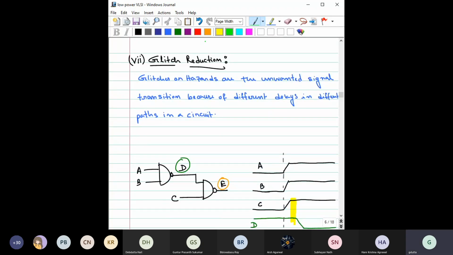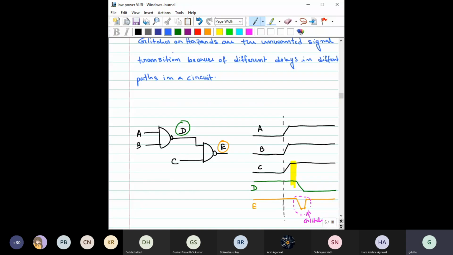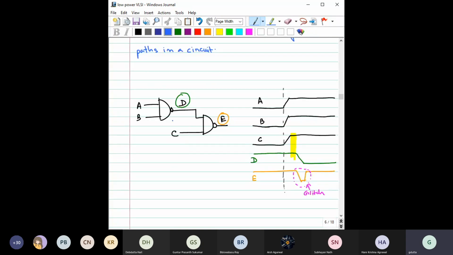Then glitch reduction is very important. So what do you mean by glitch? Let us take an example and illustrate what a glitch is. Here you can see the A and B inputs, the input C, and here D and E. A, B, and C are fed from the same input source, so with respect to the time scale they change at the same time. But you see here this is D, and D is the input for this next gate.